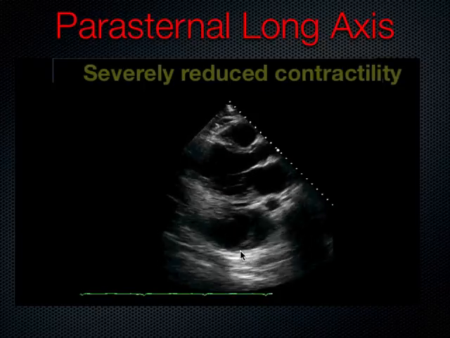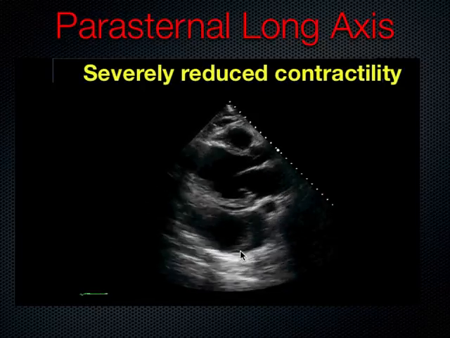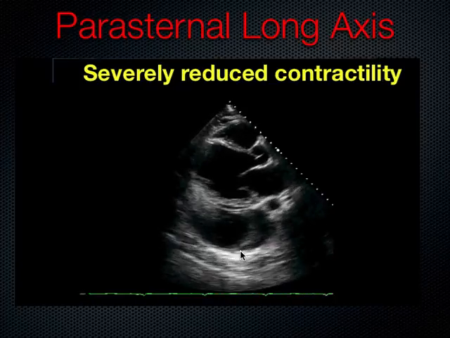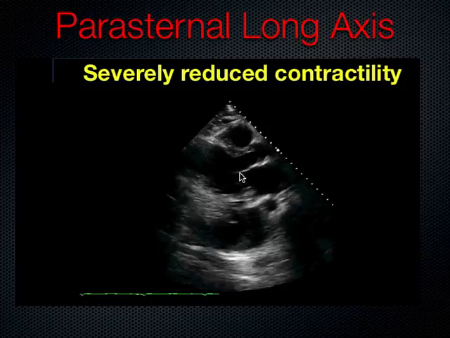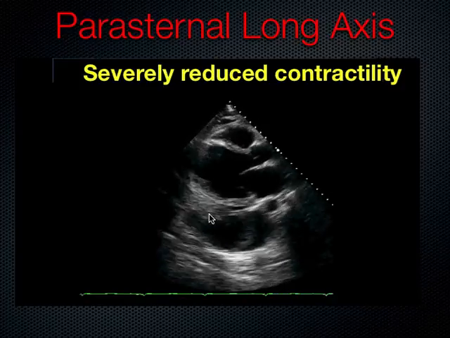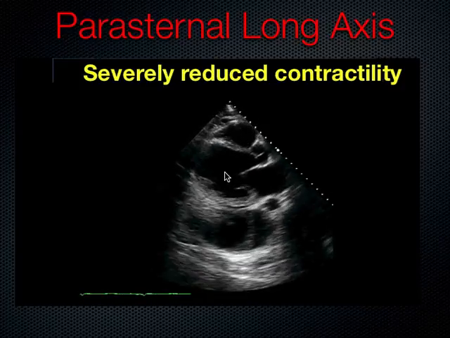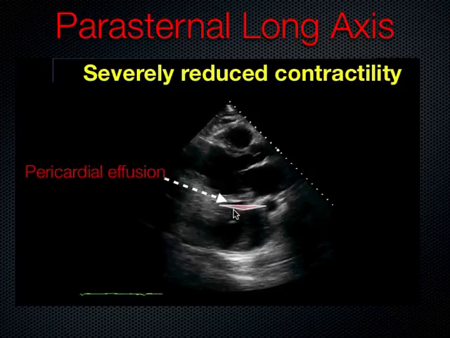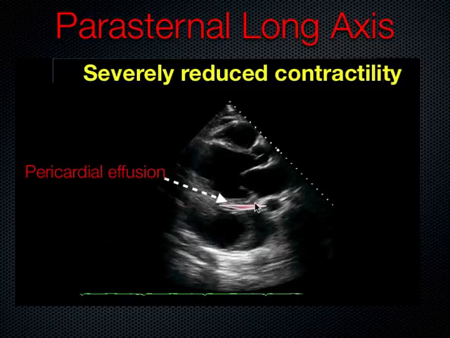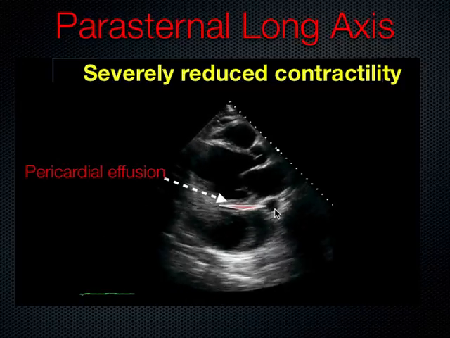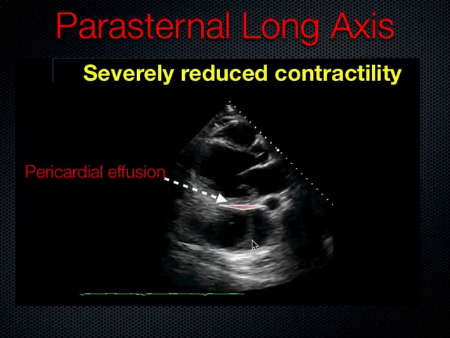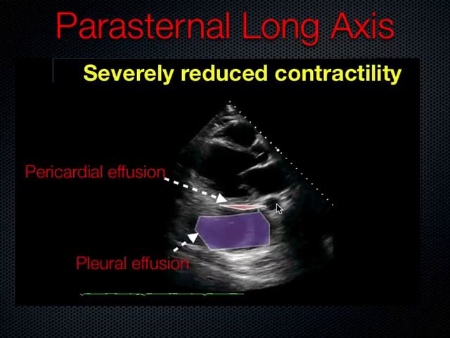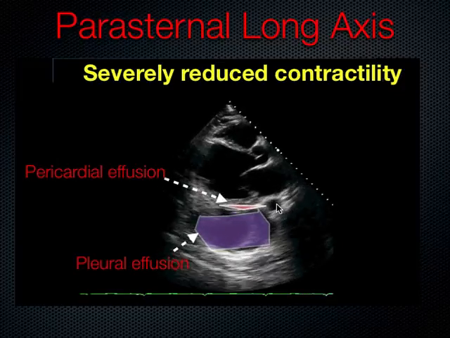Now here's an example of parasternal long axis, but this one is not normal for several reasons. First of all, there's severely reduced contractility. We can see that the mitral valve is not smacking the septum, and the interventricular septum and posterior wall are not squeezing together. There's a few other findings though. Number one is that there's a pericardial effusion. We can see it right in here. It lies anterior to the descending aorta, and as well there's a pleural effusion seen back here that lies posterior to the descending aorta.